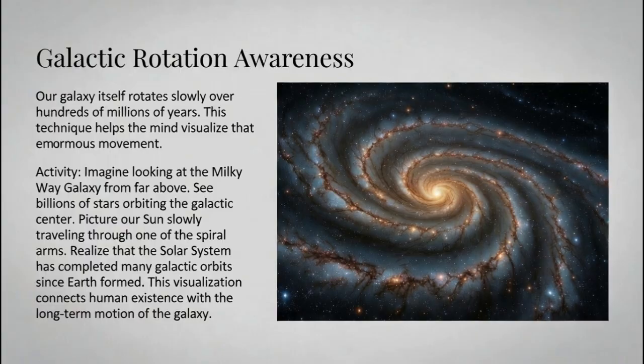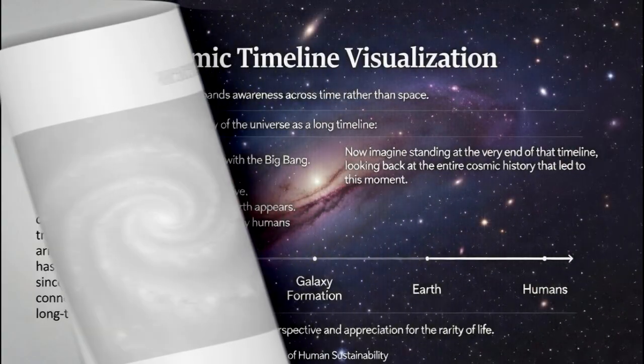4. Galactic Rotation Awareness. Our galaxy itself rotates slowly over hundreds of millions of years. This technique helps the mind visualize that enormous movement. Activity: Imagine looking at the Milky Way galaxy from far above. See billions of stars orbiting the galactic center. Picture our sun slowly traveling through one of the spiral arms. Realize that the solar system has completed many galactic orbits since Earth formed. This visualization connects human existence with the long-term motion of the galaxy.